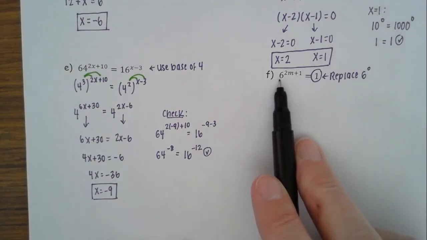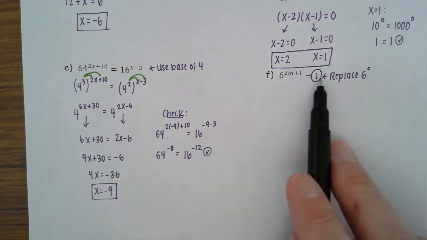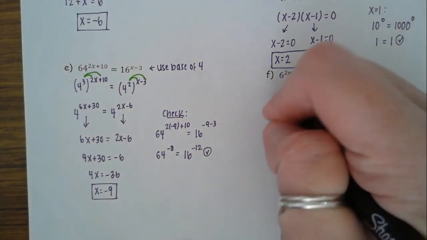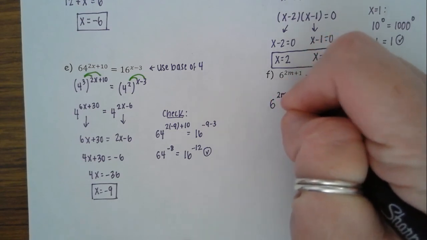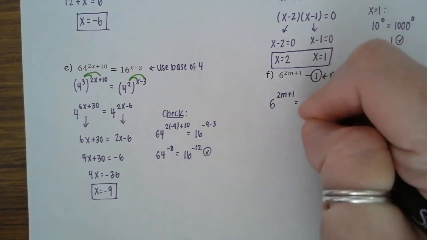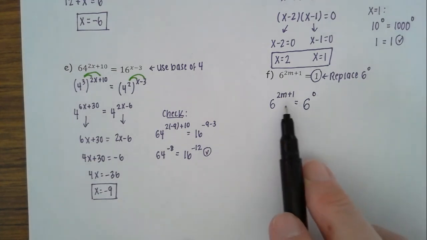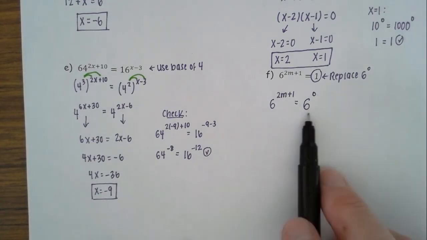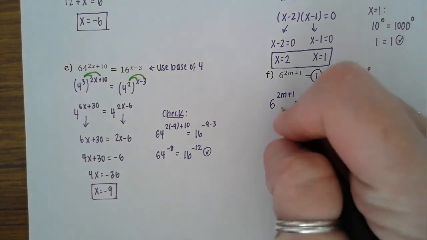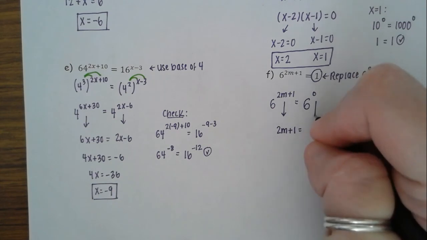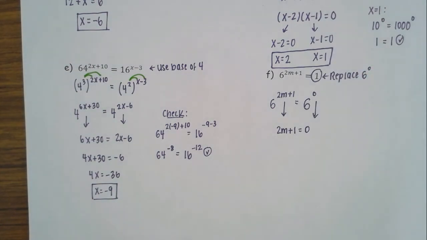Because then I've got a base of 6, and I know that 6 to the 0 is equal to 1. So I'm going to pull down this 6 to the 2m plus 1, and I'm going to rewrite this 1 as a 6 to the 0. And now I've got a base of 6 on the left-hand side, a base of 6 on the right-hand side, and I can go ahead and set my exponents equal. And then I can just go ahead and solve for m here.